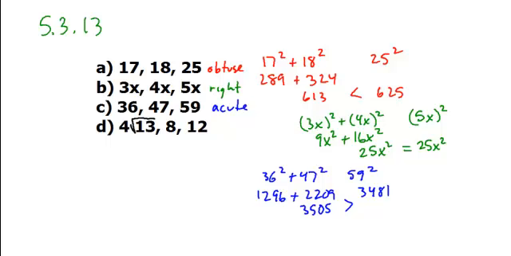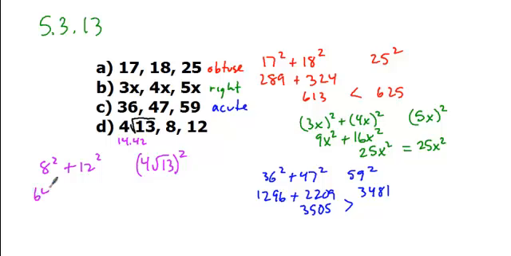The final example here. First I need to figure out which of these is the smallest, or which of these is the largest side. So if I think of the value of 4 root 13, it is approximately 14.42, so that is my longest side. So I'm going to take the sum of the squares of the two smaller sides, and I'm going to compare that to the longest side squared.